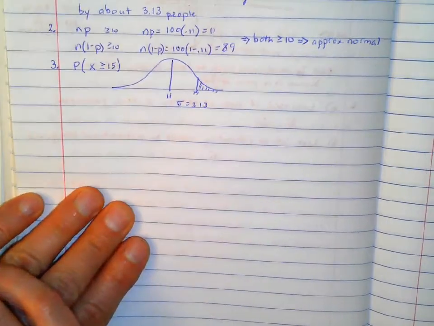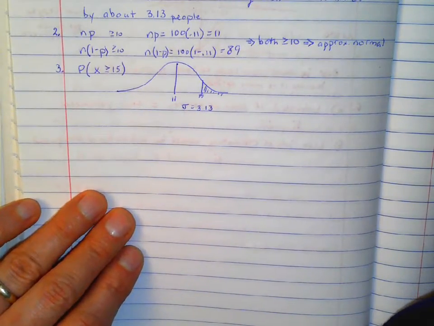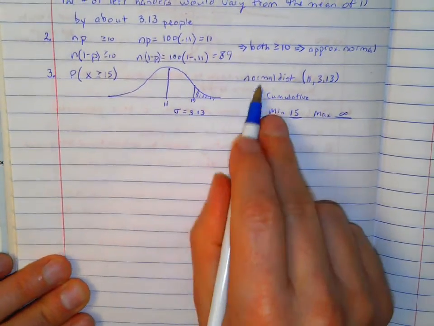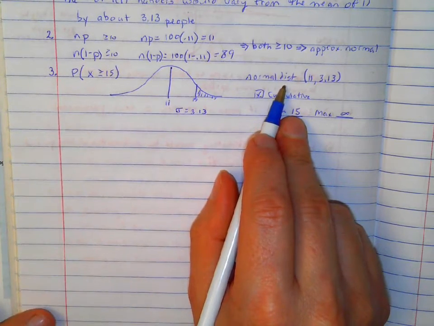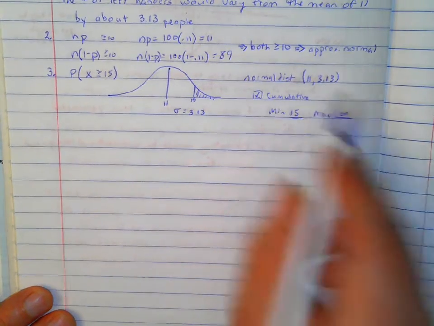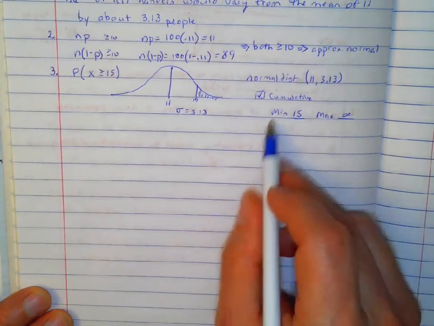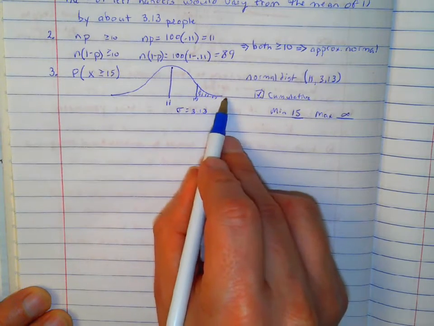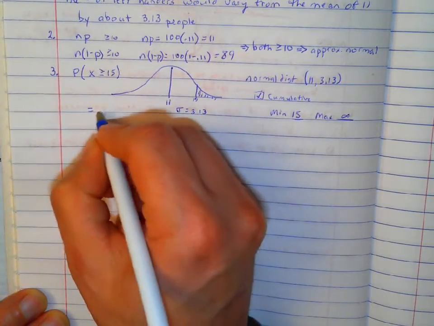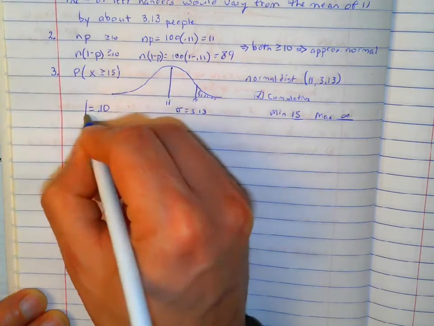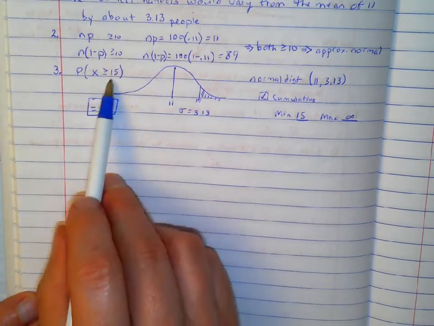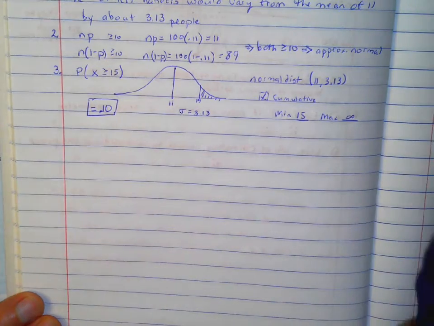Okay, so you go to Desmos to find that answer. It's the same thing as we did last chapter. You go to normal dist in your Desmos, put in your mean and your standard deviation, click the box for cumulative. Our minimum is 15 and our maximum is infinity. And we get an answer of about 10%. Okay, so there's a probability of 10% of getting 15 or more left-handers in our sample of 100.